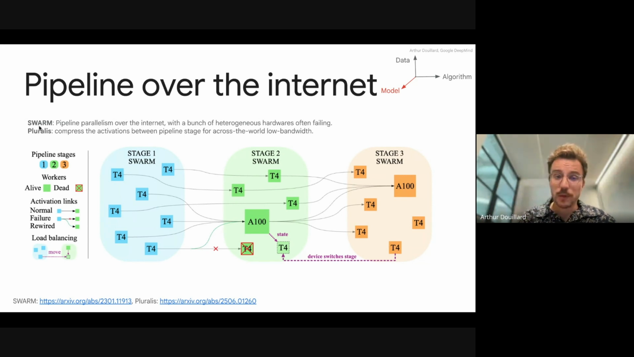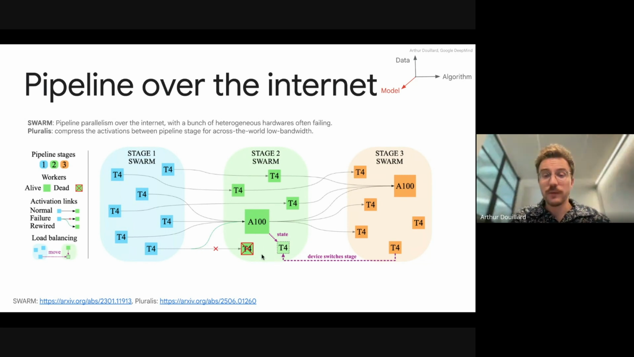You can do it with Swarm. Swarm was a paper from a few years ago trying to do exactly this thing, pipeline parallelism across the internet, importantly with a bunch of heterogeneous hardware. So that's what you want, basically. For example, you have the T4 and the A100 kind of GPU, where they all communicate at different speeds, which means you need to do some kind of balancing.